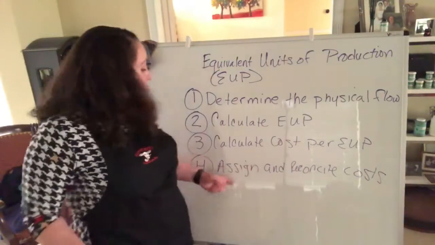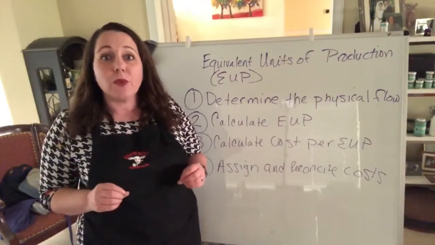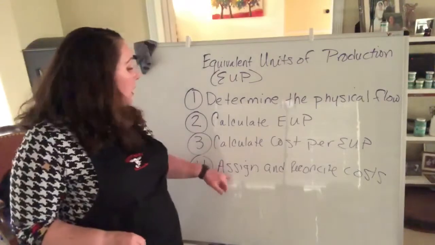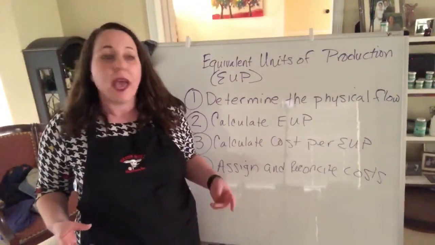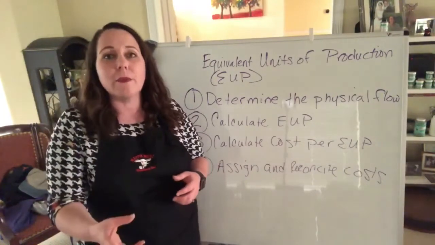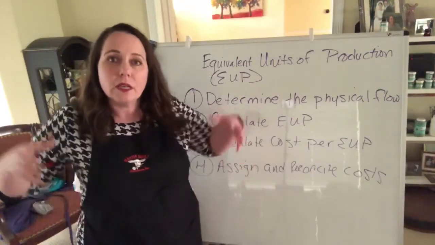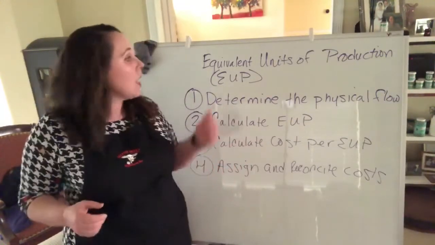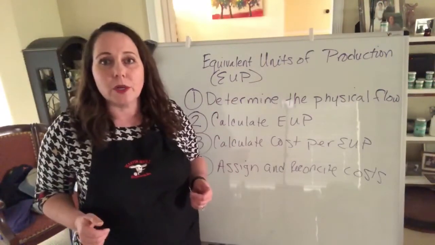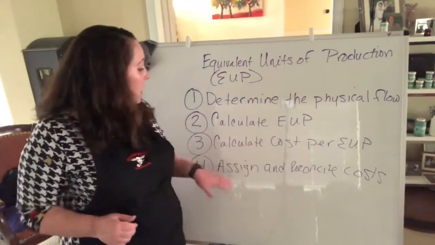Our final step is we're going to assign those costs. Once we know the cost per EUP and we know how many EUP are in finished goods versus ending inventory, then we can assign those costs. And the final part will be we're going to reconcile the costs. So once we've assigned them out, we want to make sure that we have assigned out all of the costs that were in our WIP in that period, which we're going to know because we know how much total direct labor, factory overhead, and direct materials we added, and we know what our beginning inventory is.